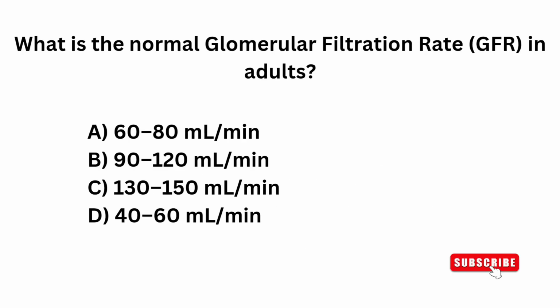Question number 6. What is the normal glomerular filtration rate in adults? Answer is B. Glomerular filtration rate indicates kidney function. Values less than 60 suggest renal impairment.